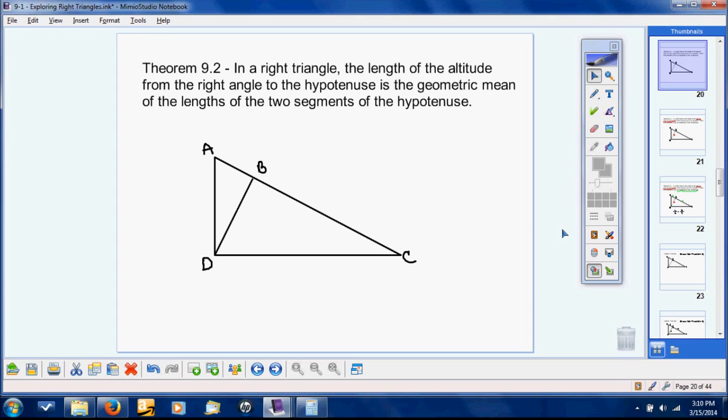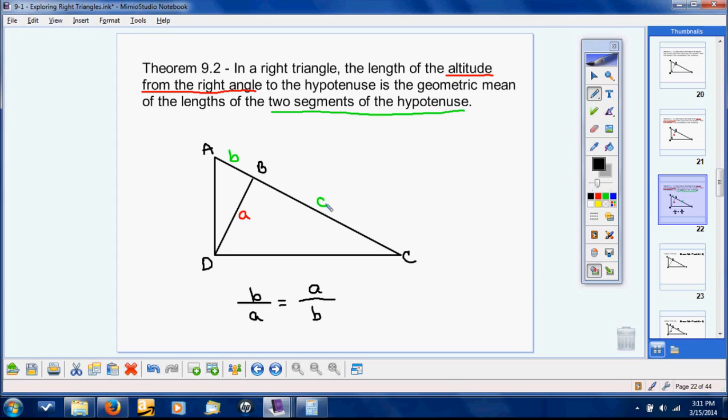Alrighty, as you draw the picture, please make sure that this is a right angle and this is a right angle. Now we need to talk about what this actually means. Okay, the altitude from the right angle, that's this segment right here. That's the altitude that comes from the right angle. Okay, and an altitude comes from a corner, goes to the opposite side, and actually forms another right angle. This is the geometric mean of the lengths of the two segments of the hypotenuse. Well, what are the two segments of the hypotenuse? B and C. So B and C are the two segments of the hypotenuse.